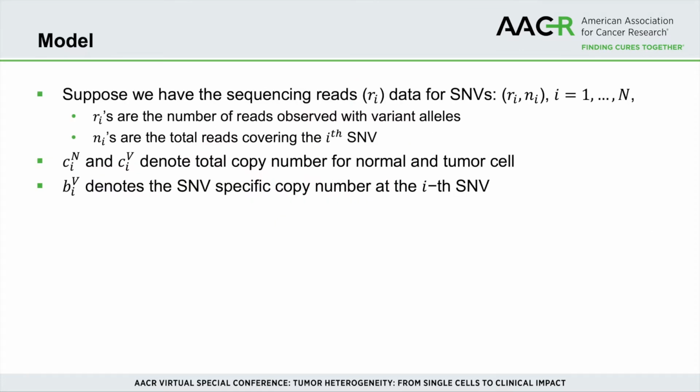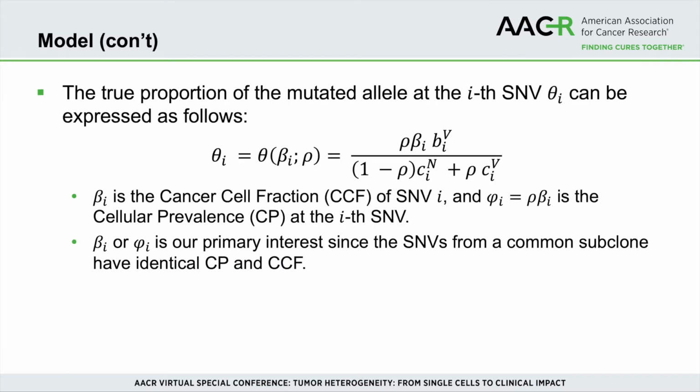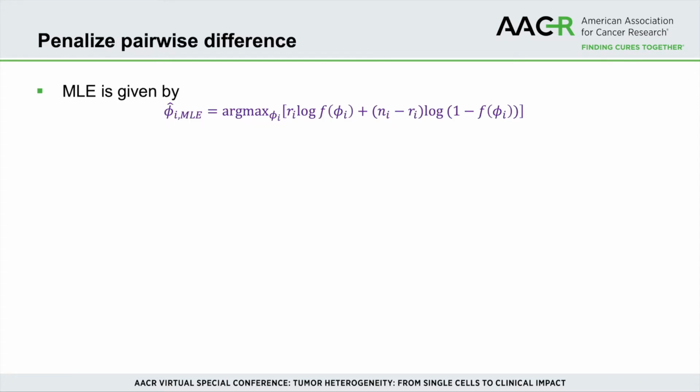Our model design is shown here. We assume our sequencing reads Ri follows a binomial distribution, while read depth follows a Poisson distribution. We also use the infinite site assumption, and we assume the CCF to be 1. The true proportion can be expressed as follows. We are interested in CCF or CP because SNVs from common subclones should have the same CCF and CP. A common binomial distribution is given as follows, but we cannot simply use it in our model.